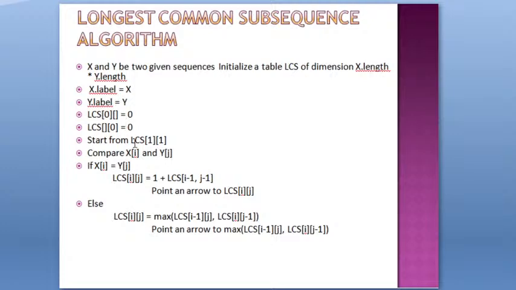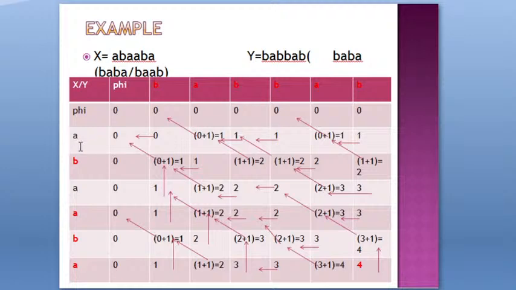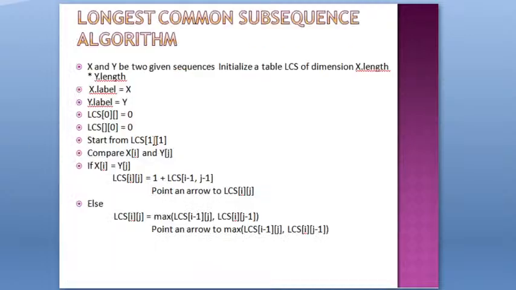And we will start from LCS 1 1. While checking it, we start from the 1 1 position. So if it is the 0 position, it is nothing but your 1 1 position. So we will start our algorithm from the 1 1 position. Now next, what I perform is compare xi and yj. What is xi, what is yj?